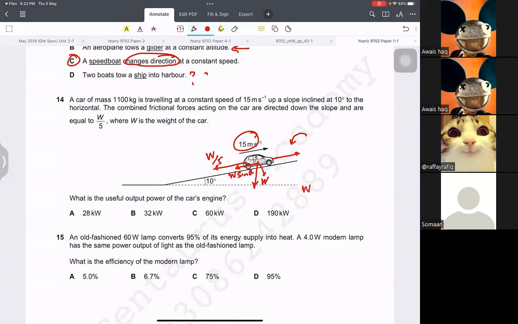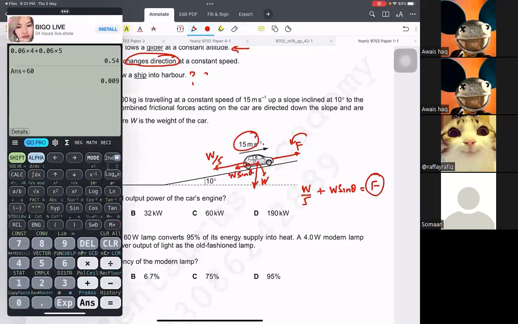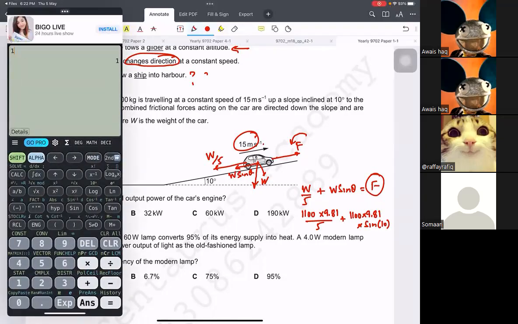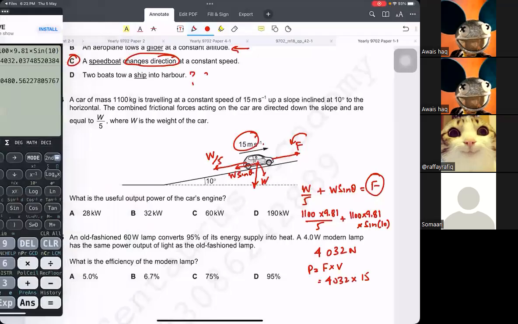So total forces backward are W over 5 plus W sine theta. That should be equal to the forward forces. So we want to find this first. I don't know what sine 10 is. Sine 10 is this. Okay, that's fine. So we have to do 1100 times 9.81 over 5 plus 1100 times 9.81 times sine 10. That would give us the force. Okay, so the force comes out to be 4032 newtons. Now power is force times velocity. 4032 times 15. This is 60,000. That should be this answer.